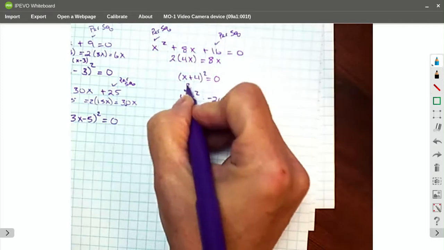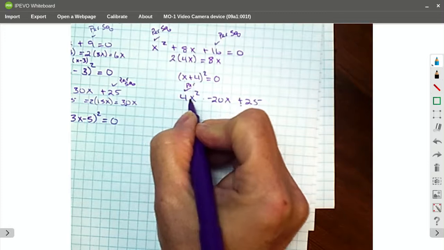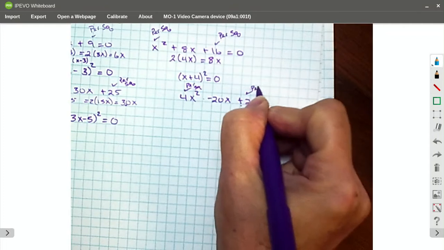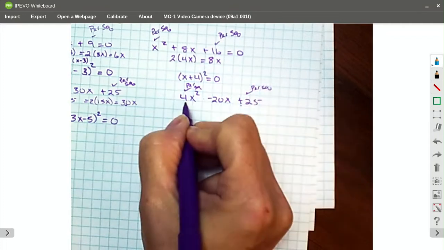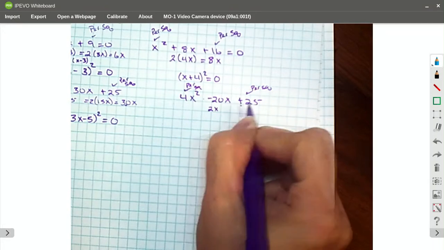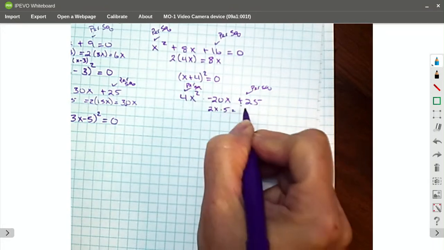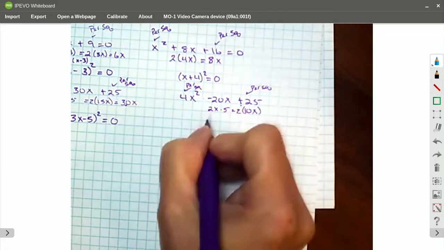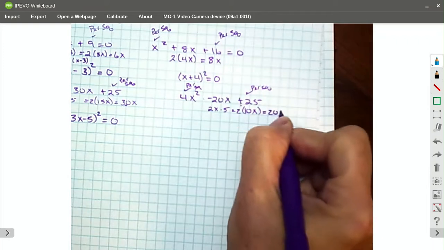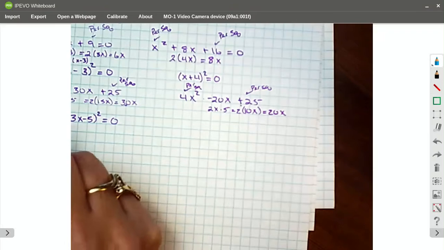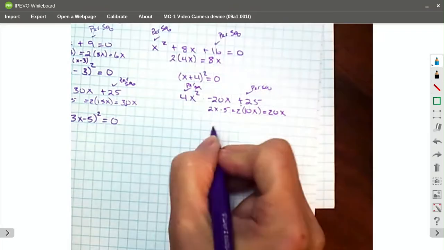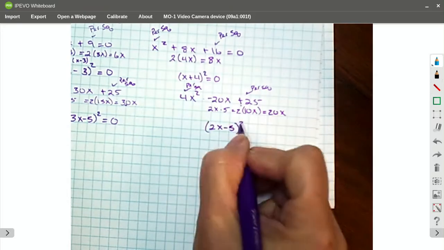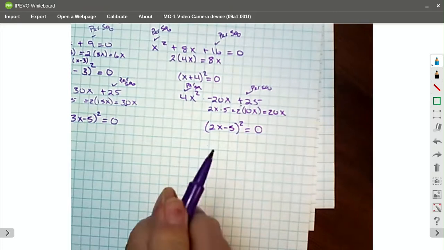Perfect square. 4 is a perfect square. X squared is a perfect square. 25, perfect square. Square roots: 2x, and the square root is 5. So that gives me a 10x. If I multiply that by 2, then I've got 20x. So I have a trinomial square. So my roots are 2x, b is negative, minus 5 squared equals 0.